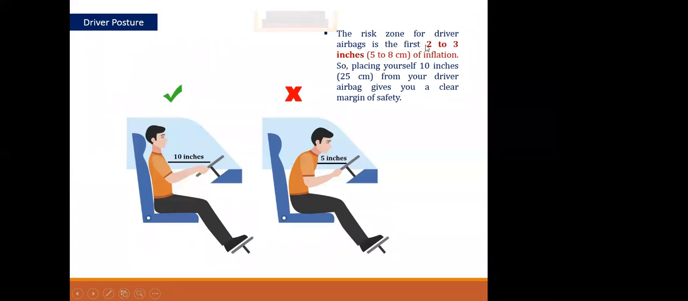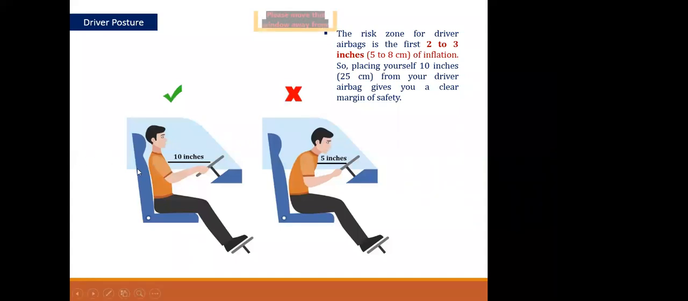The risk zone for the driver airbag is the first 2 to 3 inches. It will be more violent in the first 2 to 3 inches of inflation because the explosive release of nitrogen gas hits the nylon bag at a rapid velocity of around 200 to 250 miles per hour. Right? So this will make the bag more violent in the first 2 to 3 inches. So see here in the second picture, he is only 5 inches away. What will happen? It will produce an enormous amount of energy on his chest.